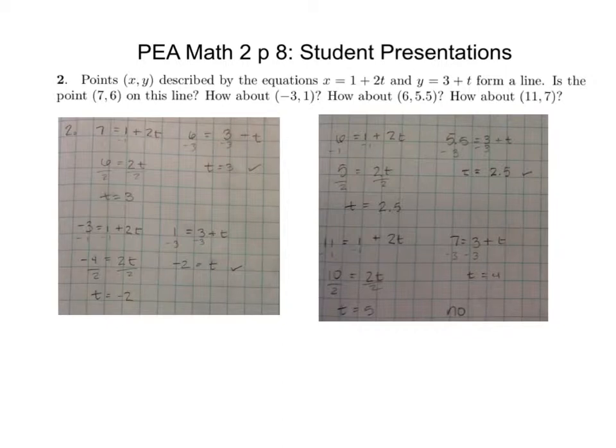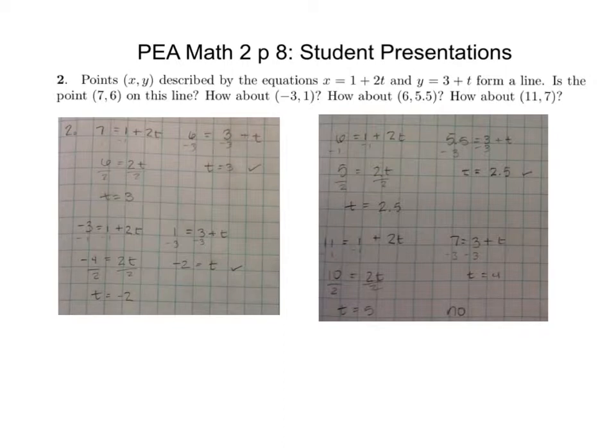So what you have to do is take each equation, the x equals and the y equals. For the x equation, you put 7 in for x and solve for t, and for the other one, you put the 6 in for y and then solve for t. So basically, you put each one in for each equation and keep solving for t. If they're equal, like the first one, t equals 3 for both equations, then it's on the line.